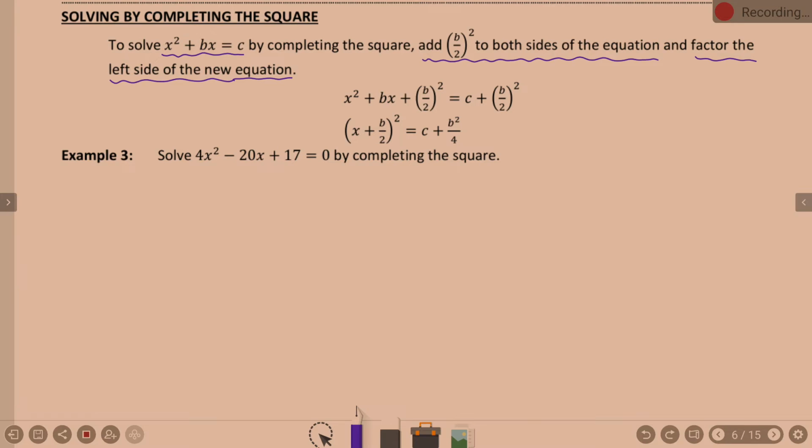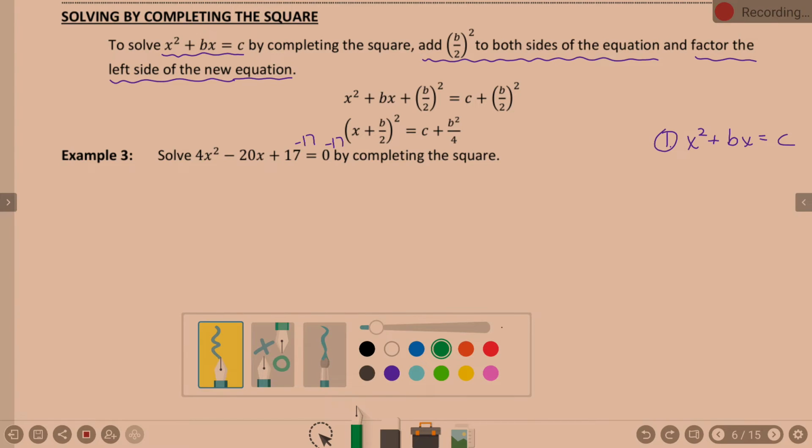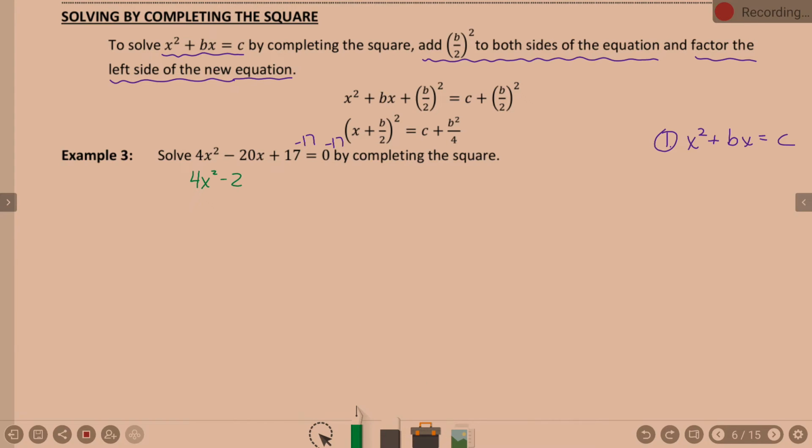So step 1. Step 1 is I want this to be x squared plus bx equals c. Is it in the form x squared plus bx equals c? No. So what would you like to do? Let's minus the 17 over. That's going to give me 4x squared minus 20x equals negative 17.